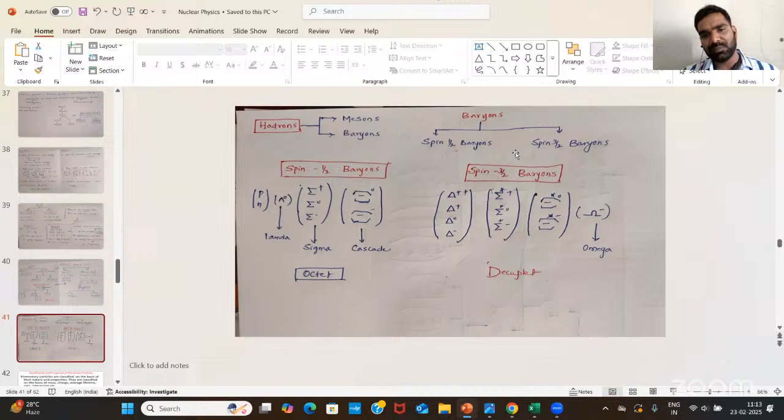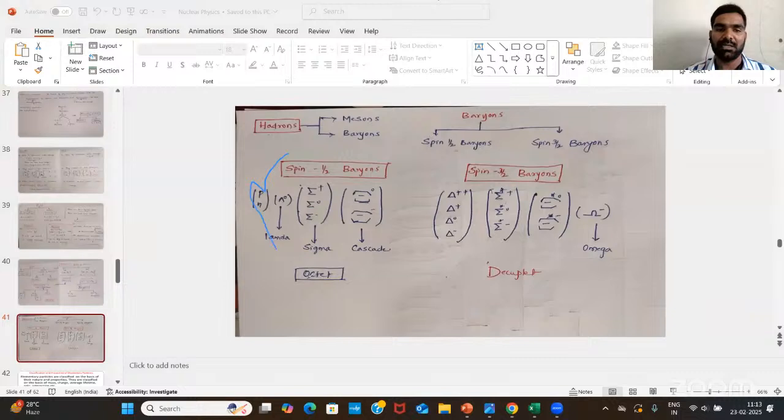So let us see spin half baryons. The spin half baryons contain these elementary particles: a proton, a neutron, lambda naught, sigma plus, sigma naught, sigma minus, cascade naught, cascade minus. These are the spin half baryons.